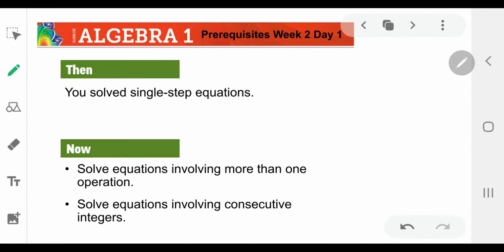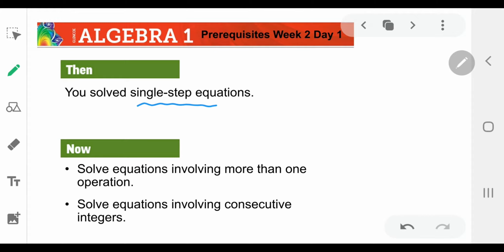Okay, let's start our lesson now. Again, we're reviewing the objectives of today's lesson. I keep repeating, all those concepts introduced in the first 2 weeks were introduced earlier in previous years in grade 7 and 8. What we have reviewed now is how to solve single-step equations.